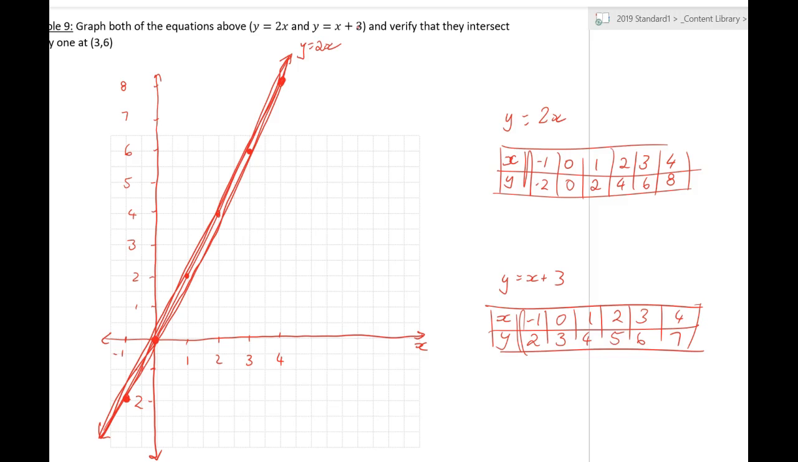Next, y equals x plus 3. So negative 1 and 2. I start here this time. Negative 1 and 2. 0 and 3. 1 and 4. 2 and 5. You can see I'm getting close here. 3 and 6. 4 and 7.